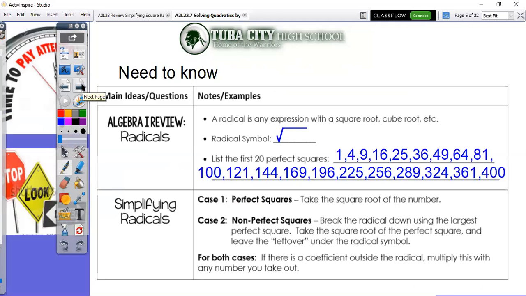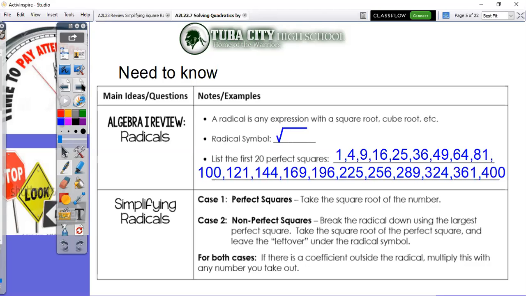In review, this is stuff that you might have covered in Algebra 1, and that is how to work with radicals. A radical is any expression that has a square root or a cube root or anything like that, any other power or index of roots. The radical symbol kind of looks like a division bar, although it's not really a division bar.